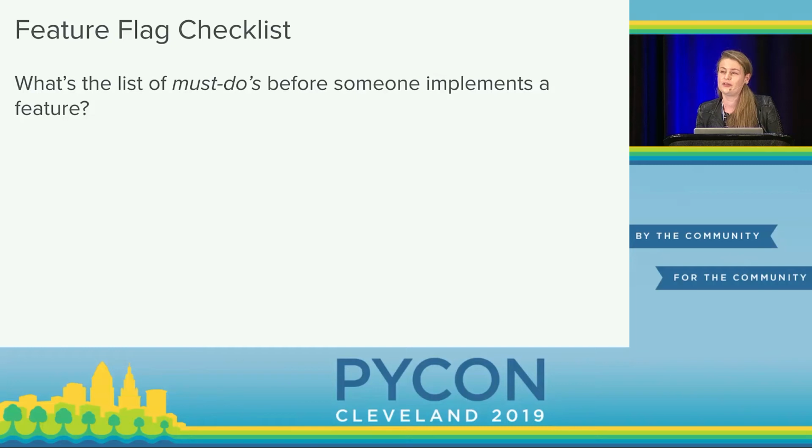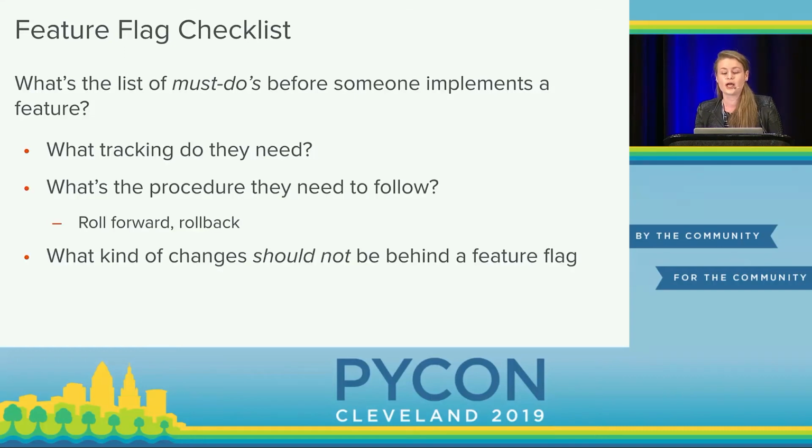The next thing you might want to think about is having a feature flag checklist, right? So what are the lists of must-dos before somebody implements a feature? You can decide that as a company. What tracking do they need? What's the procedure that they need to follow? How do they roll forward? How do they roll back? And what kind of changes should not be behind a feature flag? So if you have destructive database changes or things like that, these are things that shouldn't live behind a feature flag, and you should know that for your company.